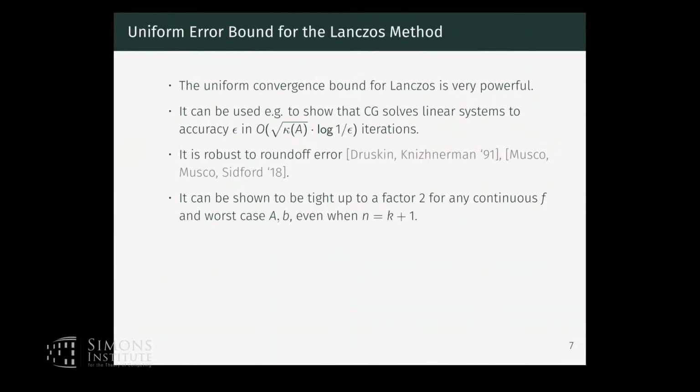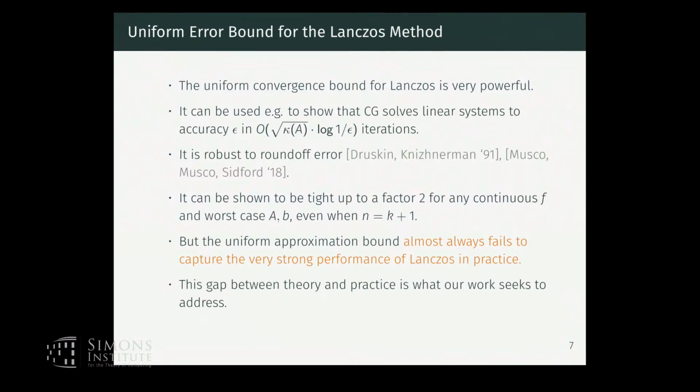And related to Rasmus's question, this is tight up to a factor of 2 for any continuous function f, and for worst case A and B, even when your matrix size is pretty small, even when n is just k plus 1, one more than your number of iterations, you can find a worst case B and A that make this absolutely tight, up to a factor of 2.